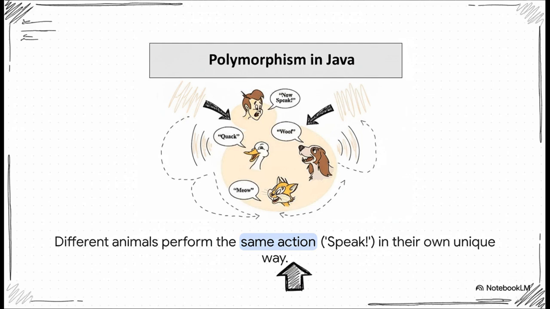Here's a fun way to think about it. Imagine you've got a bunch of different animals, and you tell each of them to speak. You're not going to get the same sound from all of them, right? A dog will woof, a cat will meow, and a duck will quack. They're all doing the same action, the speak action, but the result is unique to each animal. That is polymorphism in a nutshell.